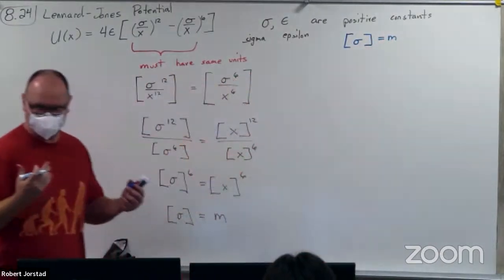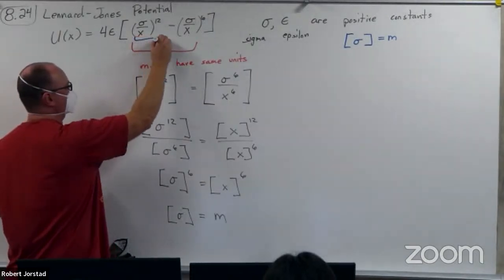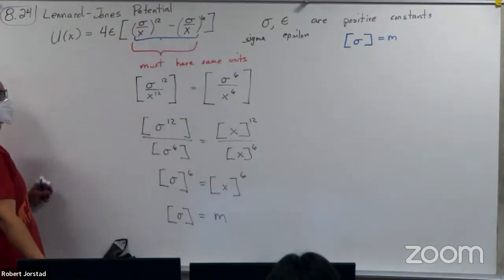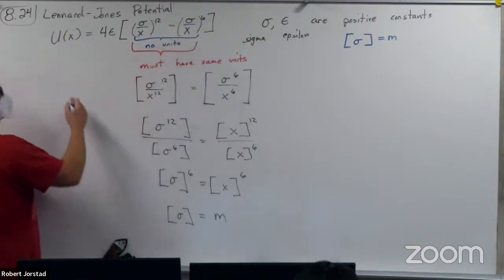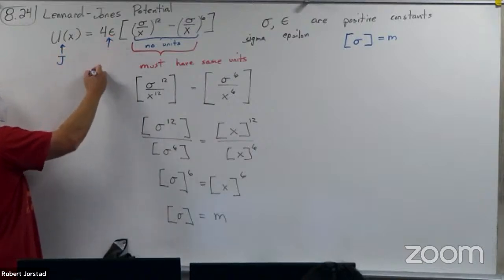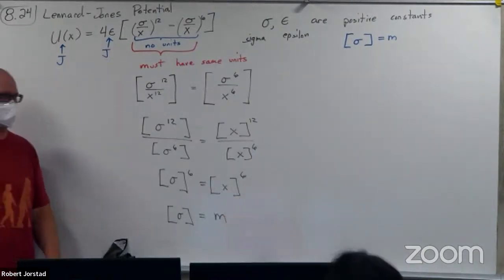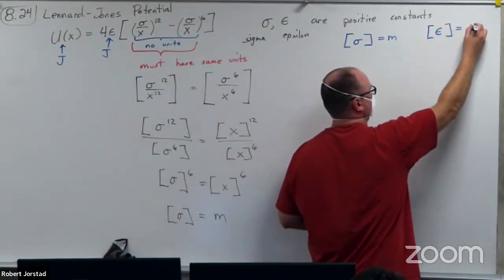Sigma is some kind of distance. Well, once you know that, what's true about this term then? What's sigma over x? What are the units? Meters over meters, which is one, or no units. What are the units of u? That's what I was going to compare it against. It's energy. So what has to be the units of epsilon? So then you're done. Yeah, and maybe you were going to get there. I don't know. It seems faster. I think that's fast.